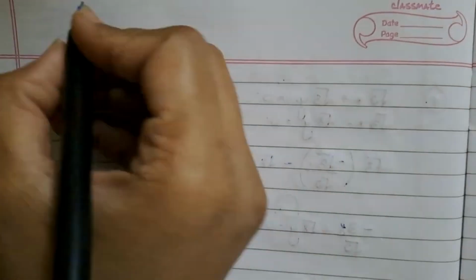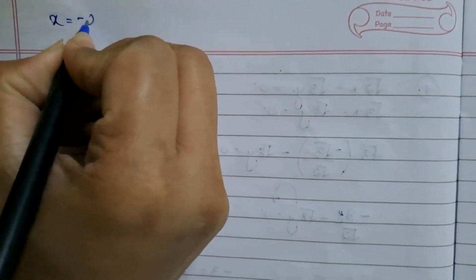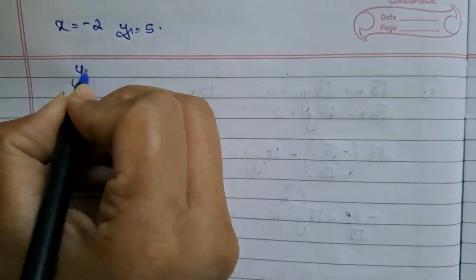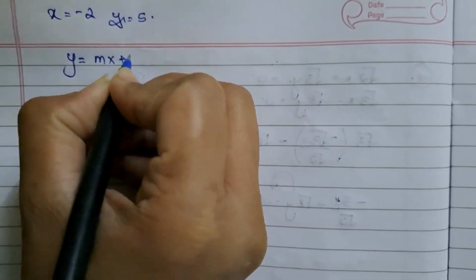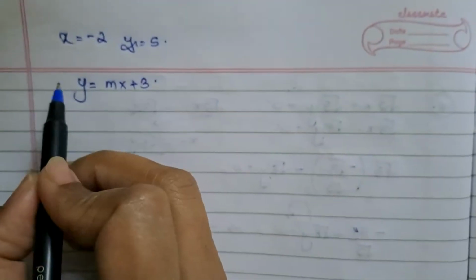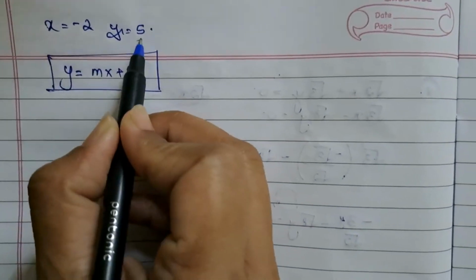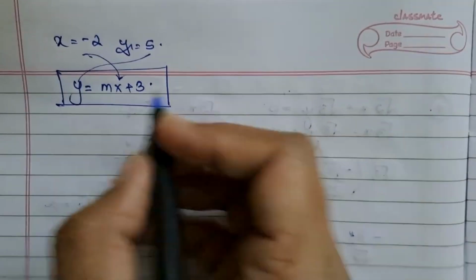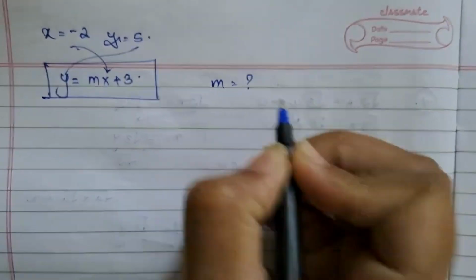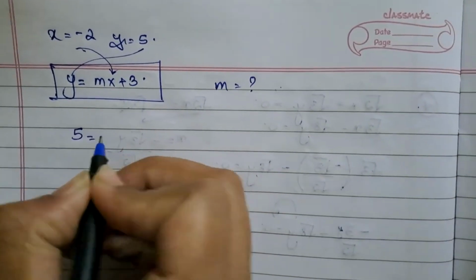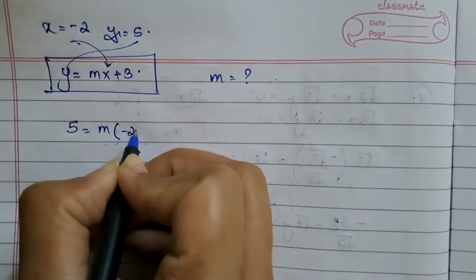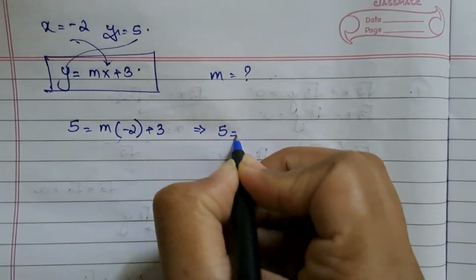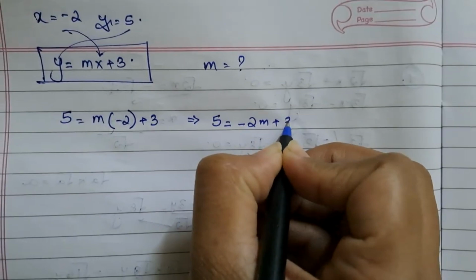Now after this, we got x is equal to minus 2 and y is equal to 5. And the equation that was given to you is y is equal to mx plus 3. So in this one, I am going to substitute my y and my x to get the value of m, because that's what they asked, find m. So 5 is equal to m times minus 2 plus 3. That becomes 5 is equal to minus 2m plus 3.